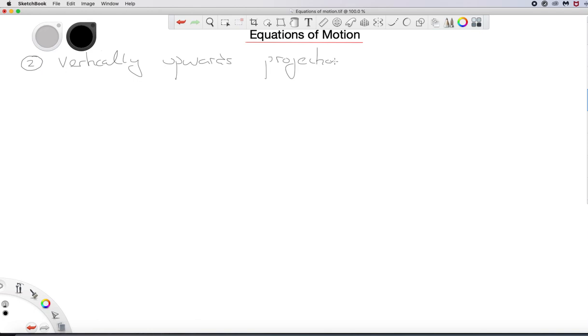Not the best syntax in the world. Projection vertically upwards. I was going to write that again, that's what I would write. So let's consider another stone. Maybe it's the same stone.